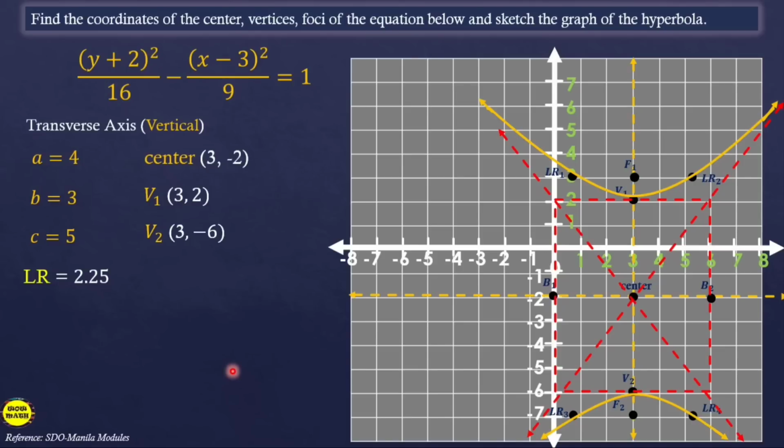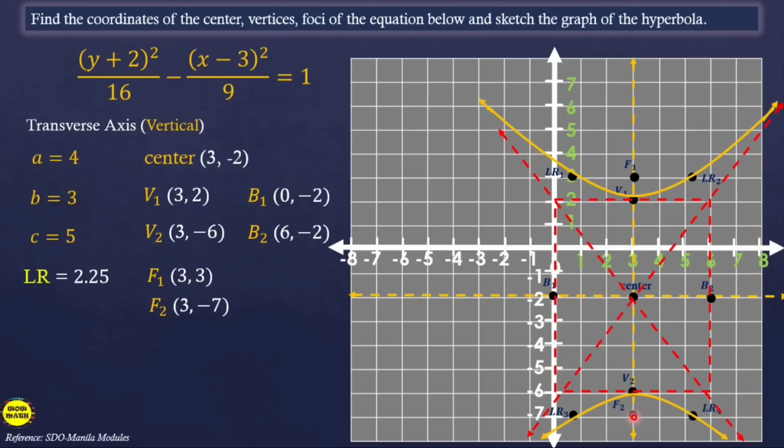Okay, next is yung co-vertex natin. So, gamit itong na-plot na natin, makukuha natin yung mga coordinates. So, yung B sub 1 natin, nandito yan. So, 0 and negative 2. Yung B sub 2 natin, that is positive 6, negative 2. Ito yon. And then yung focus natin, yung F sub 1, 3, positive 3 din. Okay, ito yung F sub 1 natin. And then yung F sub 2 natin, so positive yung 3, then negative 7.